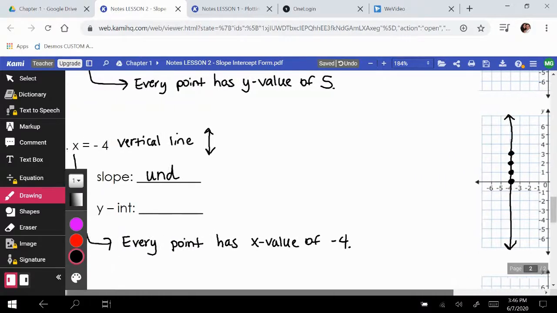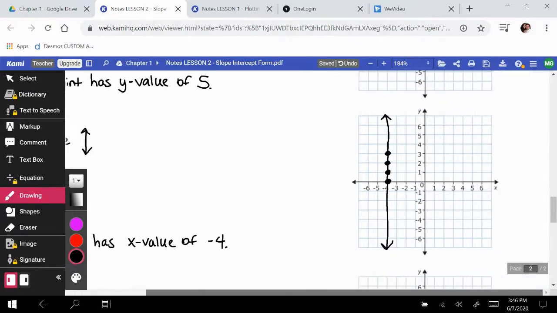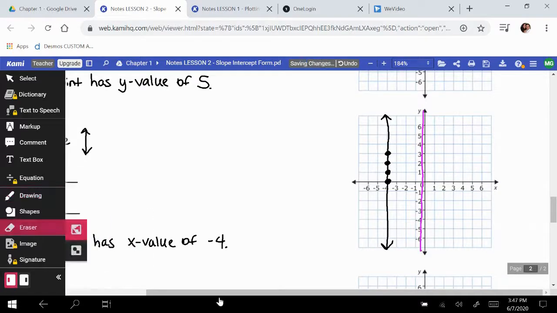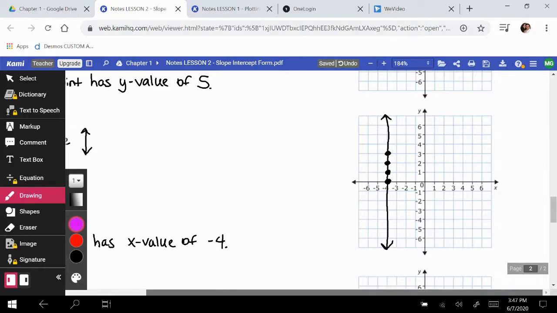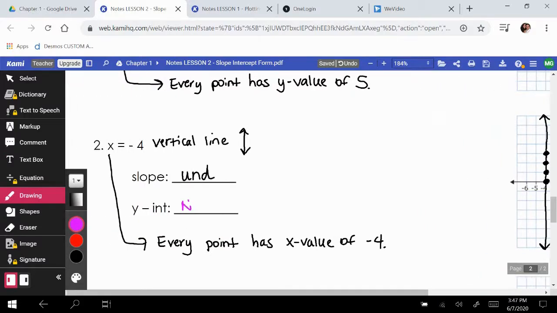Okay. Does it cross the x or the y-axis at all? Do you see anywhere where it crosses the y-axis? No, we don't. Okay, so for y-intercept, we're just going to put none. It's kind of weird.